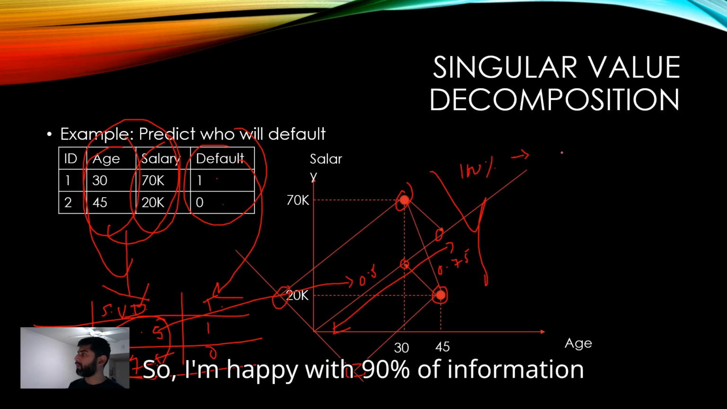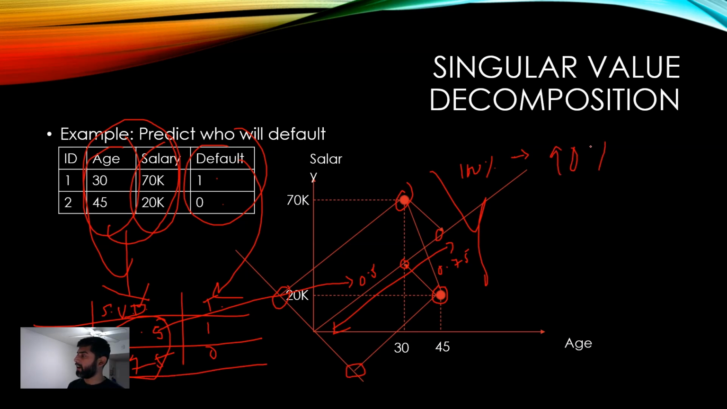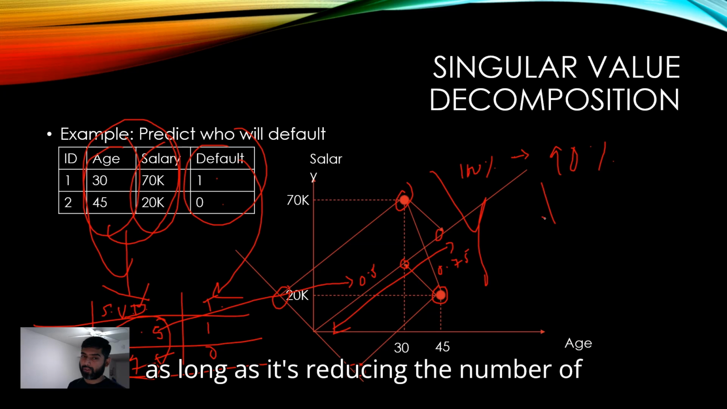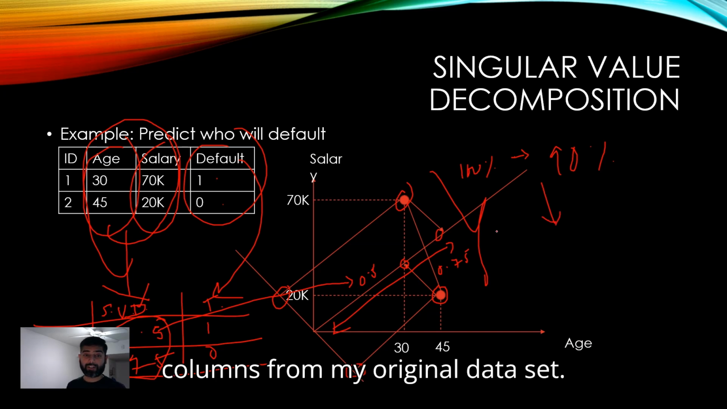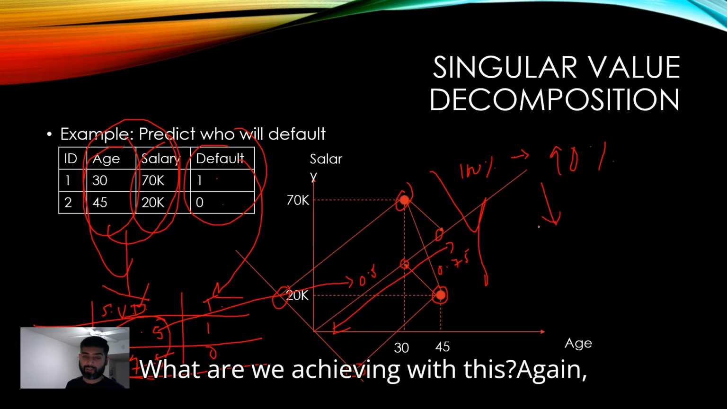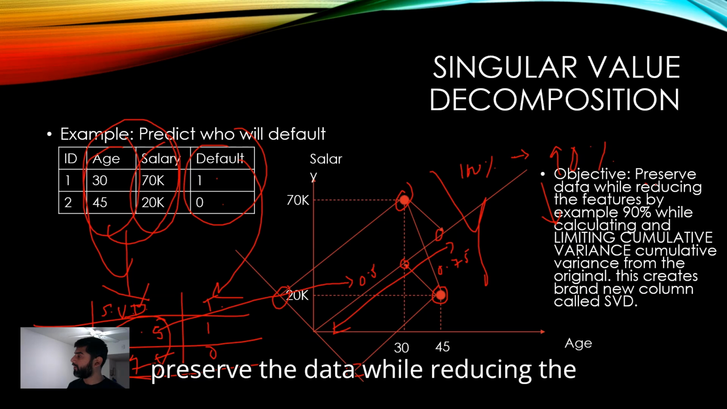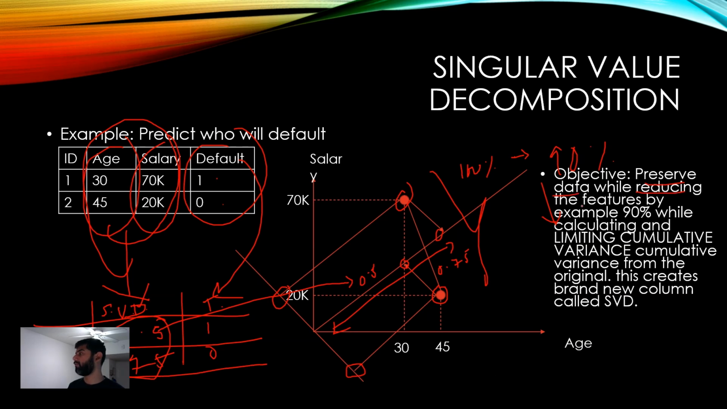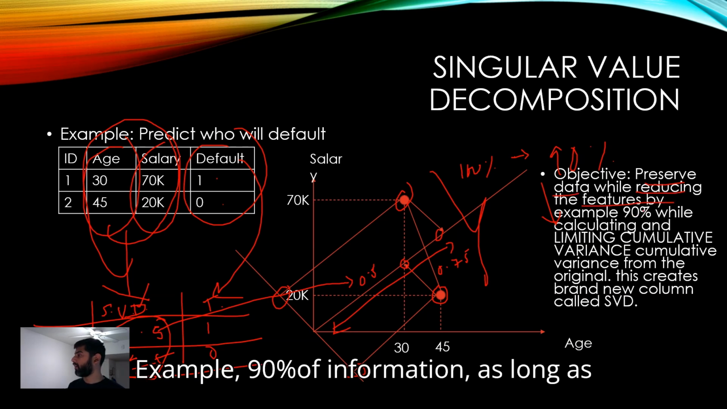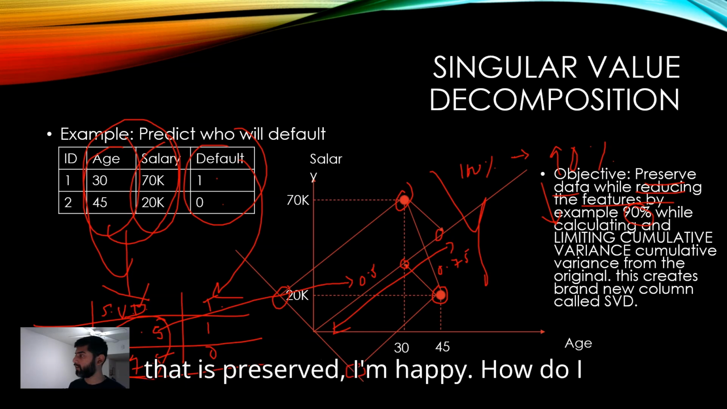So I'm happy with 90% of information as long as it's reducing the number of columns from my original data set. What are we achieving with this? Again, the objective is to preserve the data while reducing the number of features. For example, 90% of information, as long as that is preserved, I'm happy.